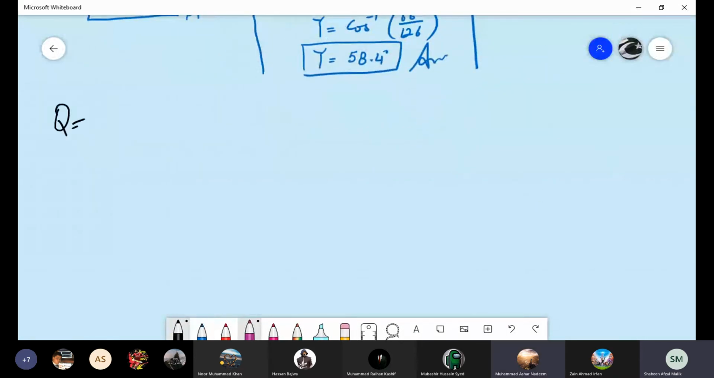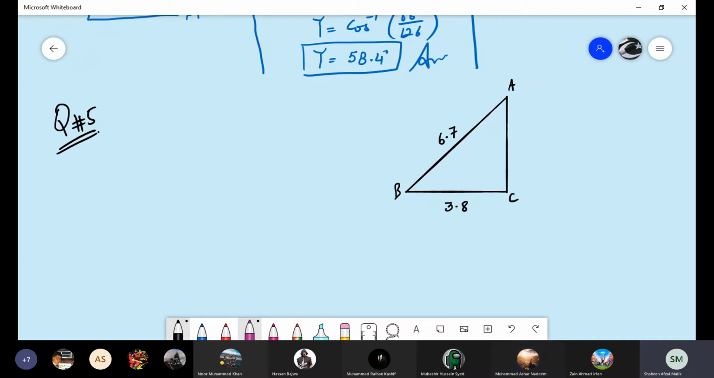What is question 5? In triangle ABC, AB is equal to 6.7 centimeters, BC is equal to 3.8 centimeters, and AC is equal to 5.3 centimeters. Find the size of the smallest angle. We have to find out the smallest angle.